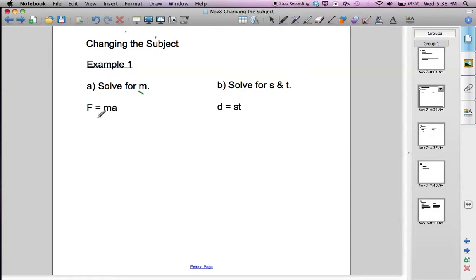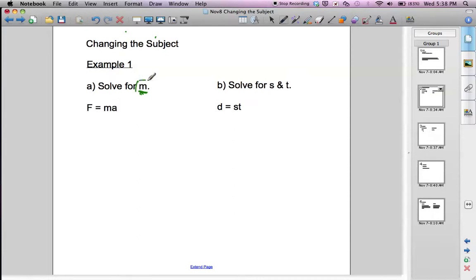Okay, so what that means is rather than having f on the left-hand side, f equals some expression, we're going to have m equals some expression. To calculate f here, this is a formula from science. This is force equals mass times acceleration. To calculate force, you do mass times acceleration.